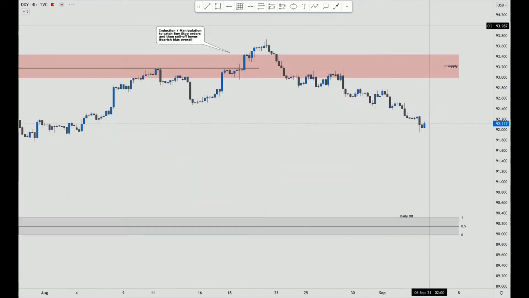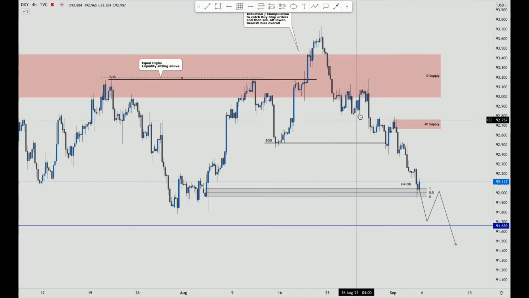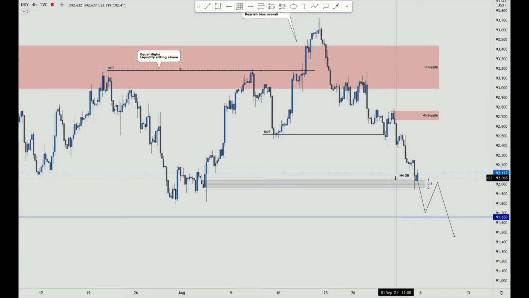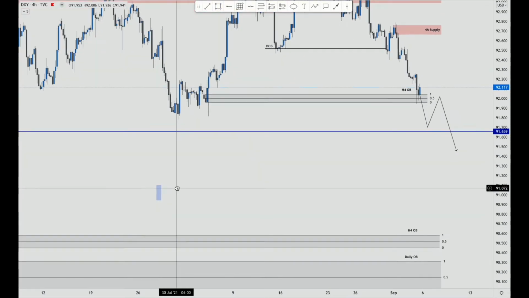So if we go down to the 4 hourly, then the lower time frame shows that we've made a clear and gradual push to the downside towards the H4 order block. So an order block is the last candle down before a move up, or the last candle up before a move down. Let me try and represent this graphically.